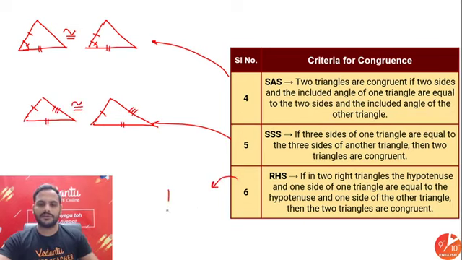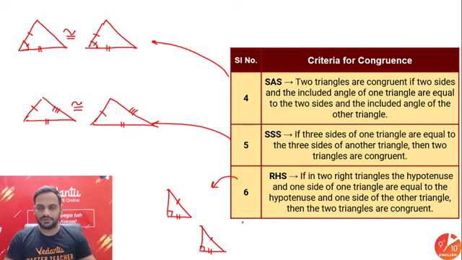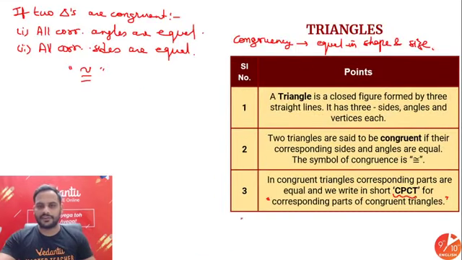And RHS is only for right angle triangles. Okay, so two right angle triangles if we have, so right angle is common in both. Suppose hypotenuse is also common, and any of the sides out of the remaining two sides, if it is equal, this is RHS rule. There are two other rules as well.